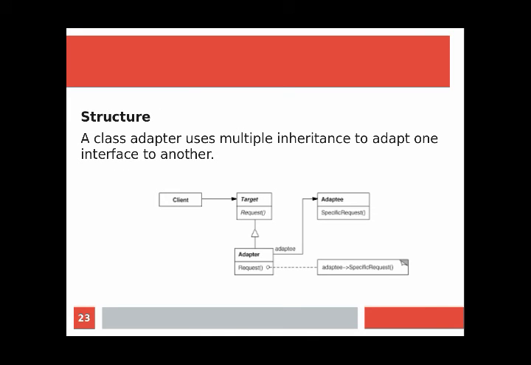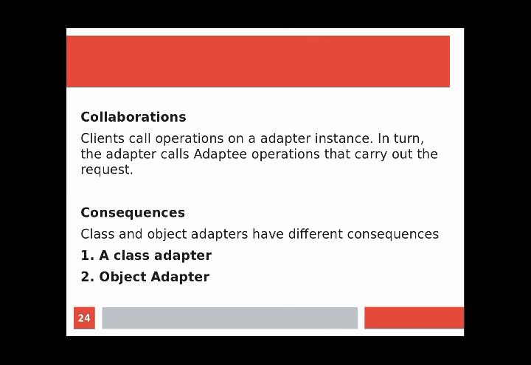Structure. A class adapter uses multiple inheritance to adapt one interface to another. Here we see client to target, where the request is made, and then the adapter. Again here the request maps to a specific request on the adaptee, and the adapter implements the specific request. And then the collaborations. Clients call operations on an adapter instance. In turn, the adapter calls adaptee operations that carry out the request.